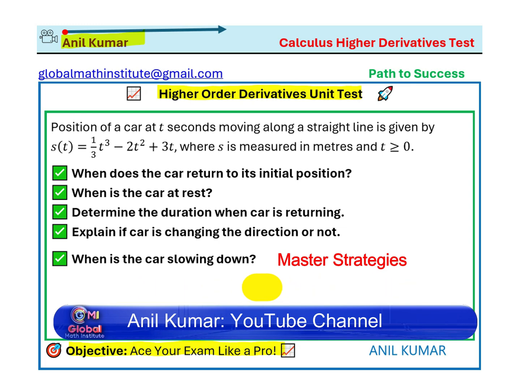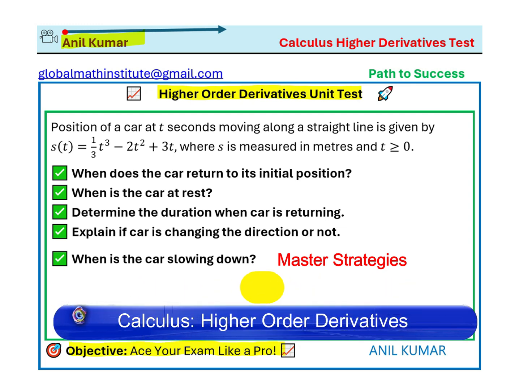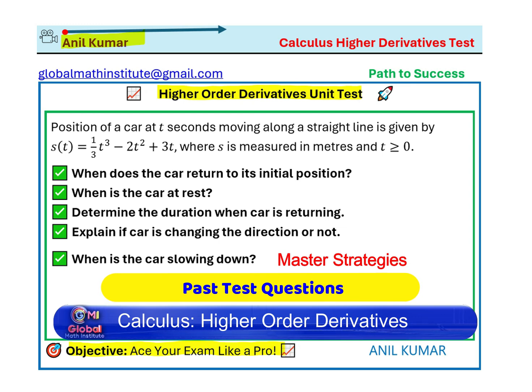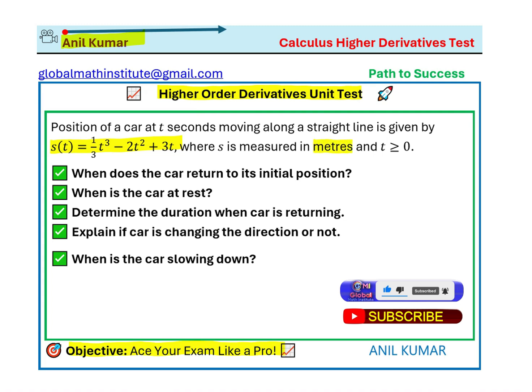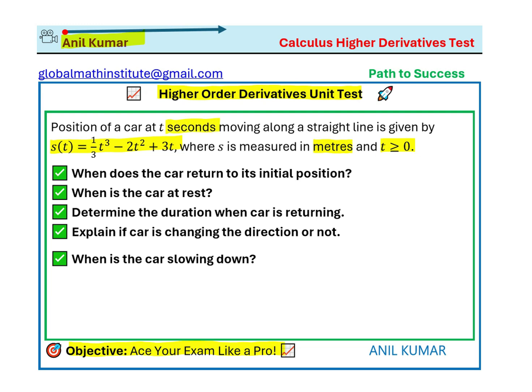In this video, we have taken up another beautiful question based on higher order derivatives. This time, the equation for us is a polynomial equation. The question here is: the position of a car at t seconds moving along a straight line is given by s of t equals 1/3 of t cubed minus 2t squared plus 3t, where s is measured in meters and t is greater than or equal to 0, which is measured in seconds.